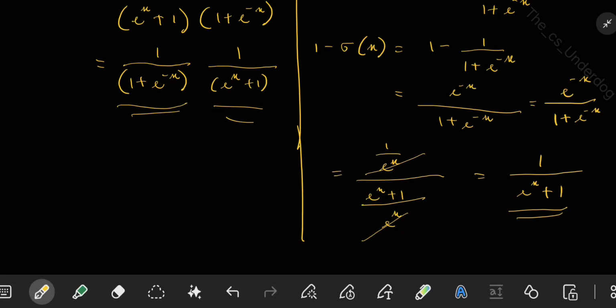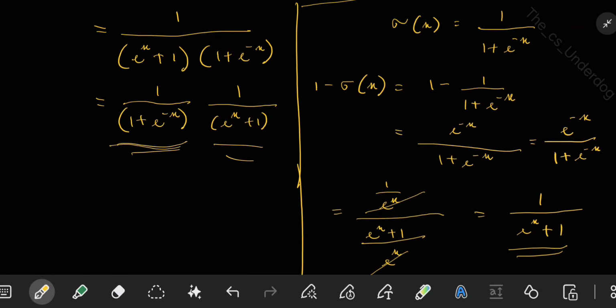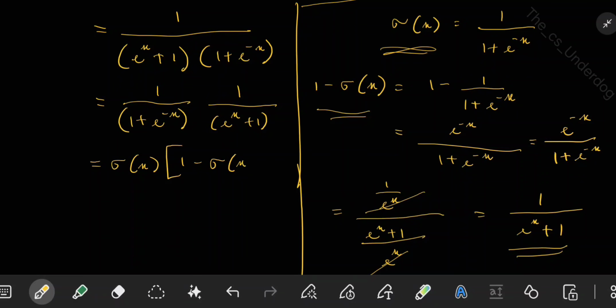So what did you understand at this point? First term, this is same as sigmoid of x, and the second term, this is same as 1 minus sigmoid of x, which means you can write this as sigmoid of x into 1 minus sigmoid of x. So the derivative of sigmoid, sigma dash of x, can be expressed in terms of sigmoid. This is a very big advantage, and I'll tell you what.